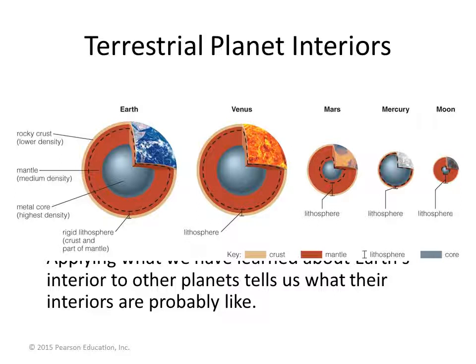The interiors of the planets are derived from indirect evidence in most cases, and of course with Earth we have seismographs that can detect just how the earthquake waves pass through, so we have a pretty good idea of what the interior looks like.